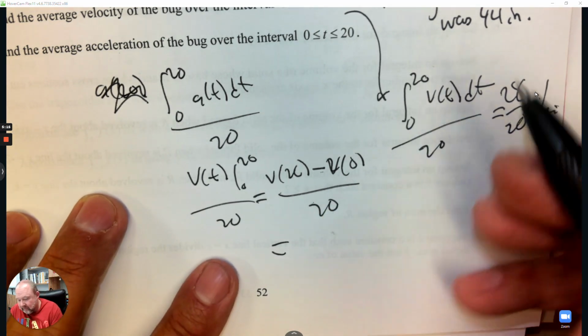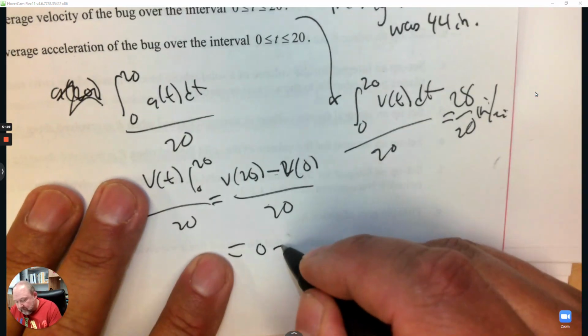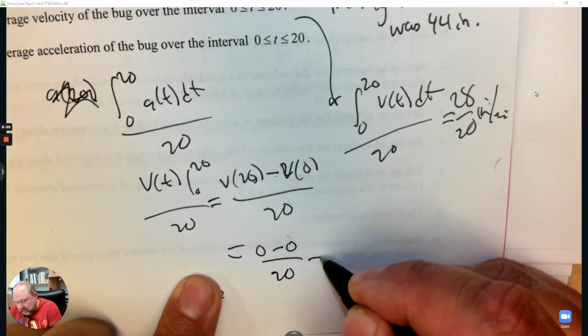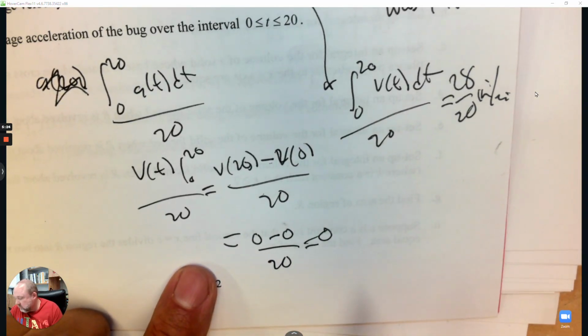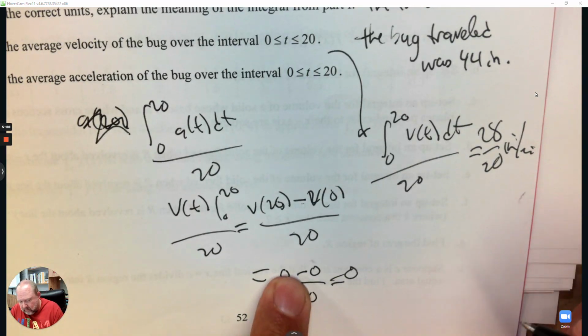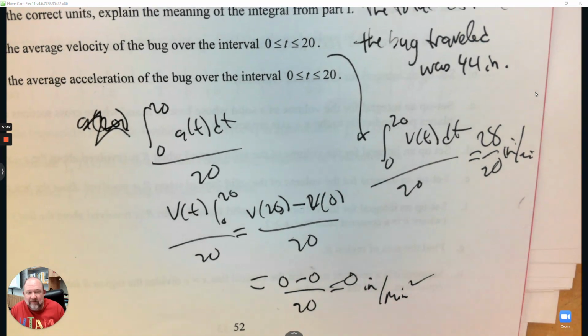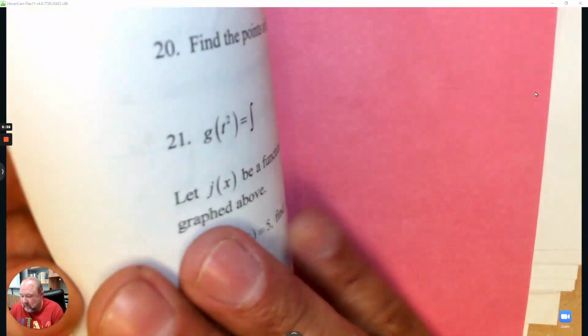And then look off the velocity at 20 is 0. The velocity at 0 is 0. So the average velocity is 0. Or average acceleration is 0. And that would be in, what's the units? Inches per minute squared. Done. Turn the page.